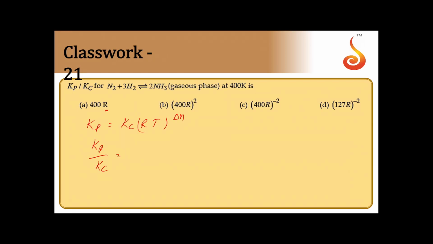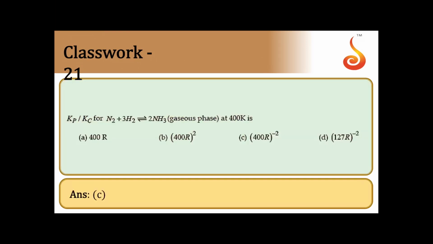In all the options, R is taken as R itself only. So R into T, with T given as 400 here. So R into 400, whole to the power of delta N, which is minus 2. So Kp by Kc is equal to 400 R whole to the power of minus 2. So the option is C. So C is the answer.